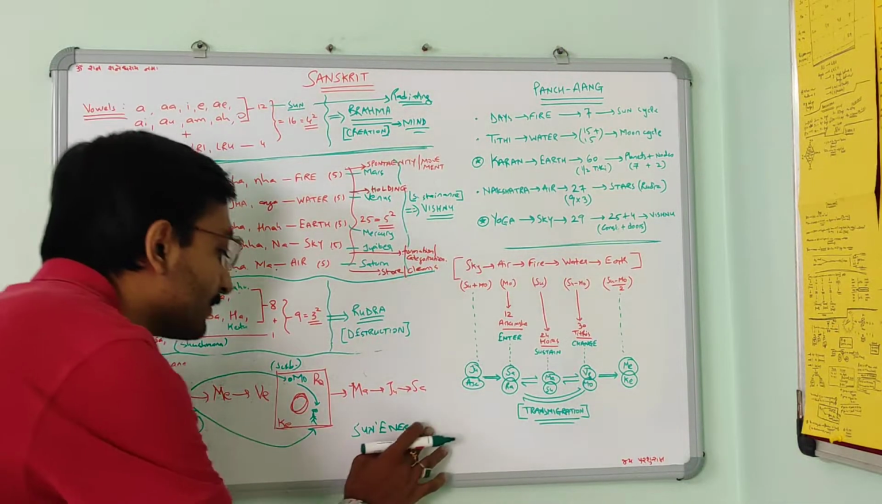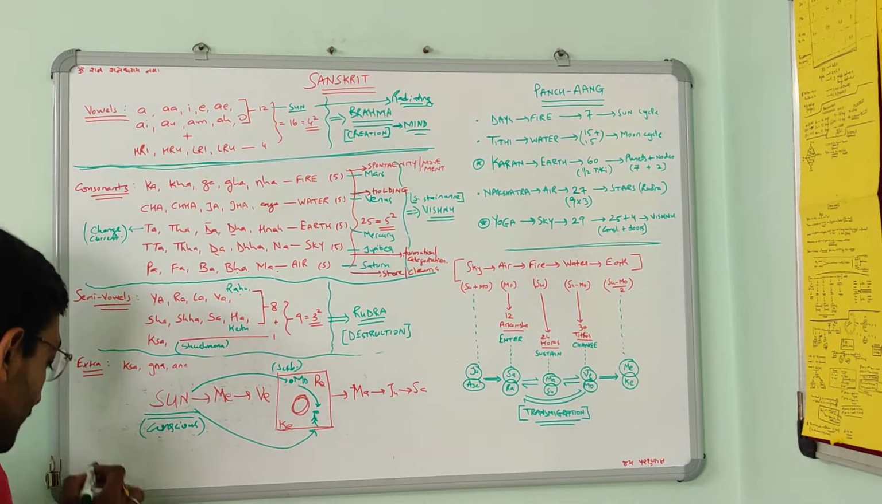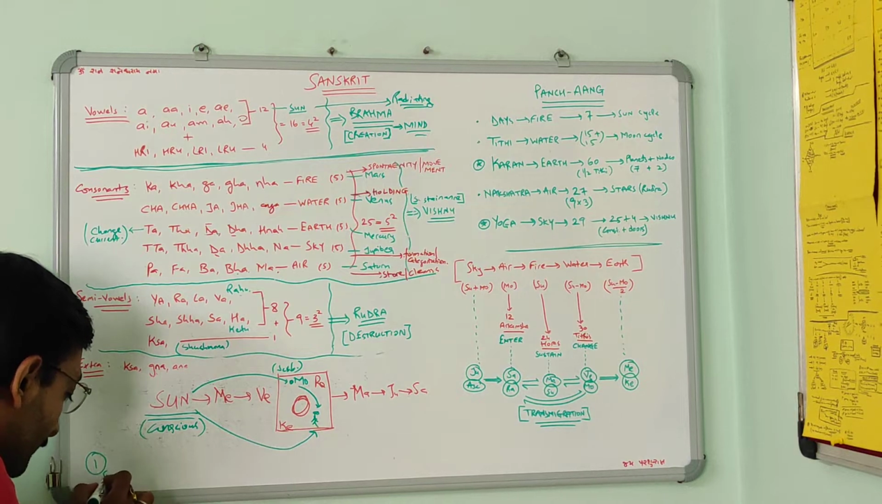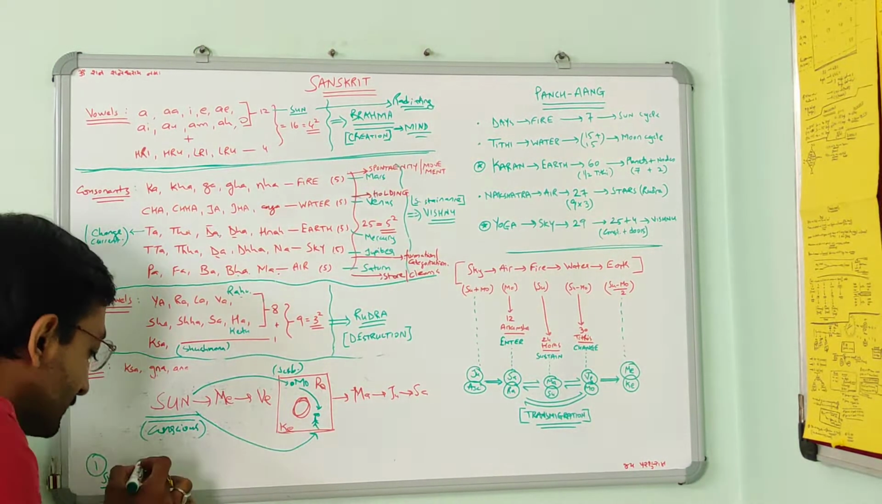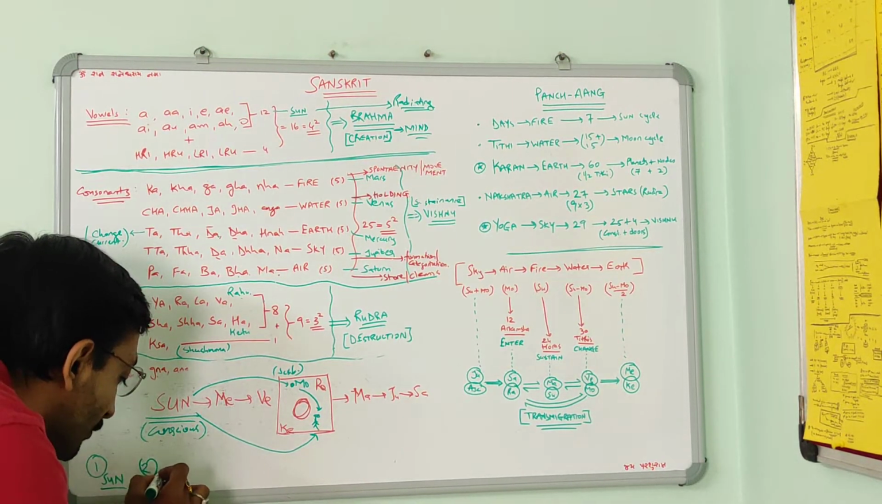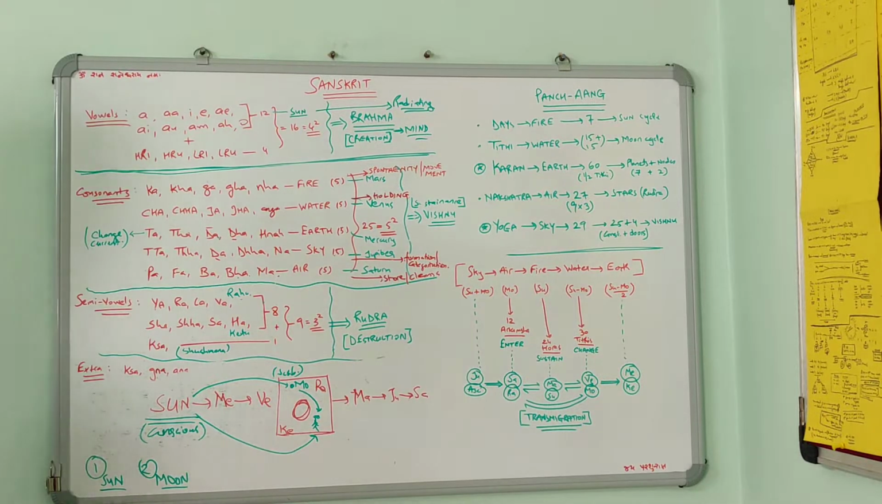Okay, we'll write over here so that we can continue. So the number one requirement is sun. Number two requirement is moon.